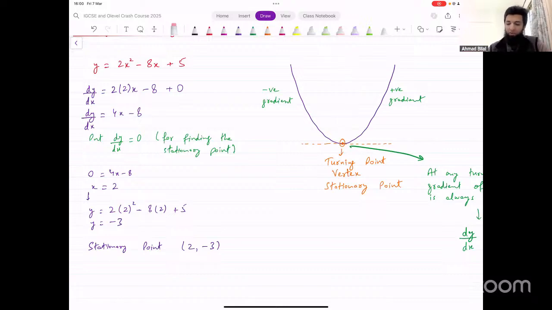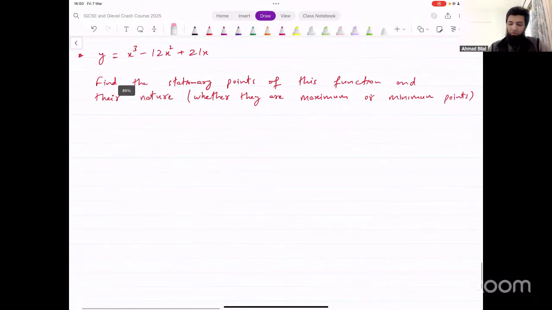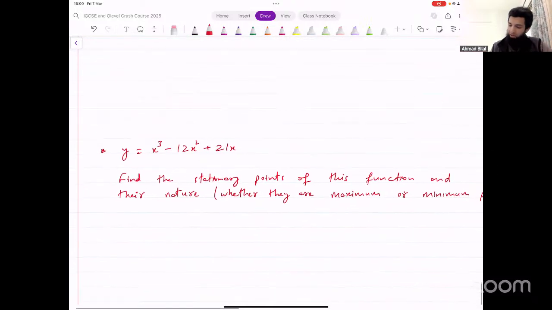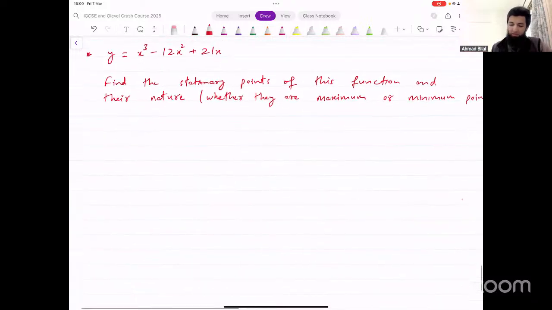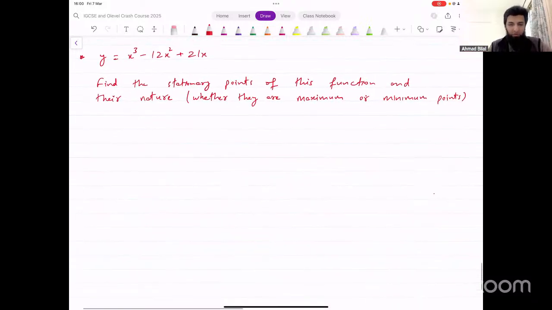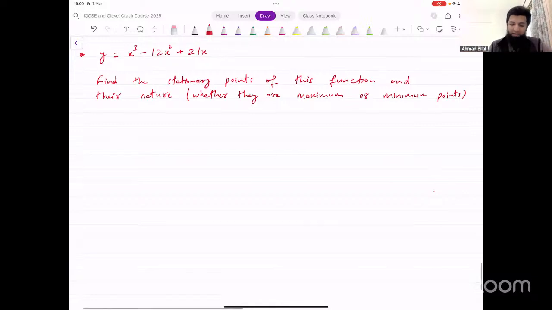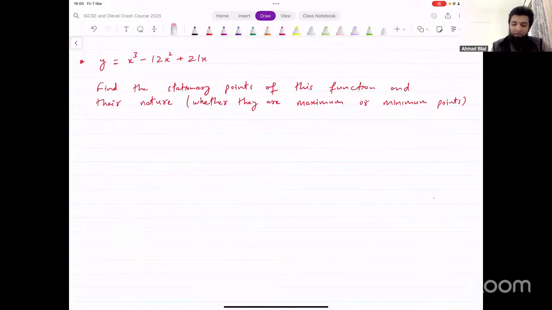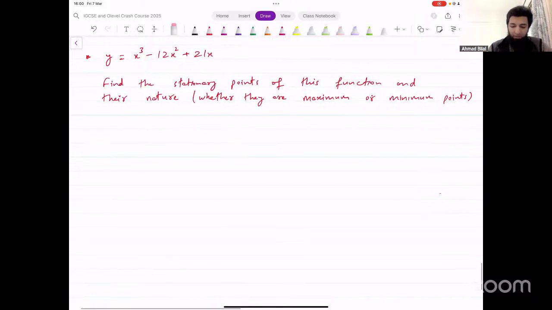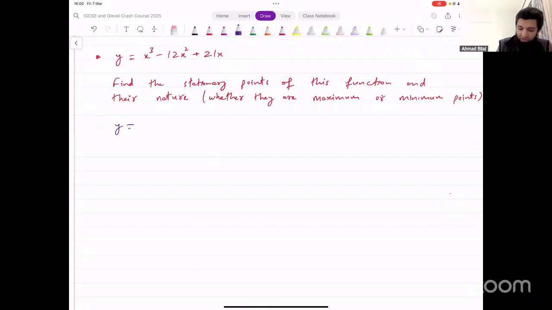But now we have a cubic function, right? This is the cubic function that we have. Now for cubic functions, we can draw the graph as well if we want. But let's say we do not know what the graph looks like. And just using this function, we want to find the turning points. How can we do that? Let's write that function here first of all. Y equals x cubed minus 12x squared plus 21x. How do we start? First of all, we start by finding dy over dx.